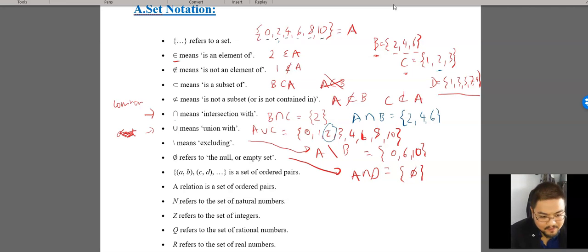Now you need to be careful with this one, because common answers are to say that it equals 0, or it equals just blank. These are wrong answers, because even though it's got nothing in it, you need to define it as the null set.